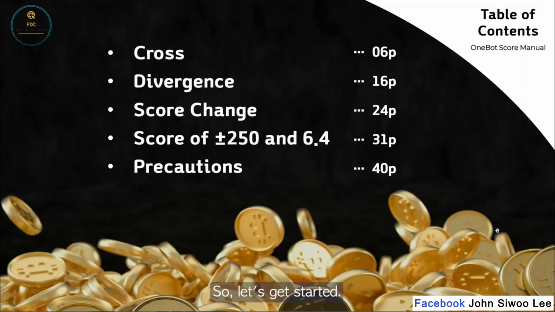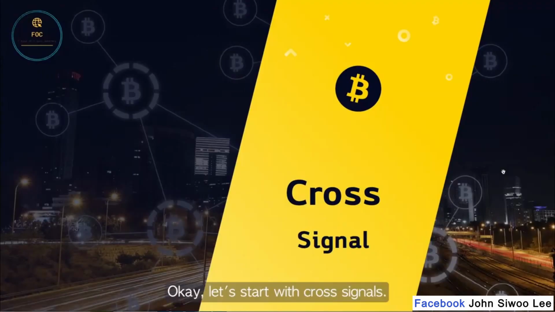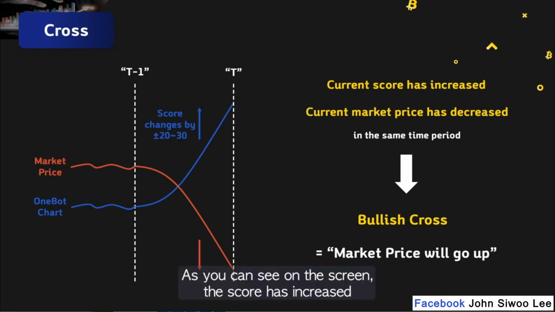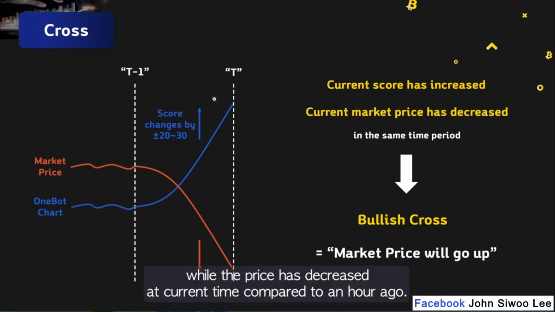So let's get started. Okay, let's start with cross signals. A cross signal literally means a signal in which the price and the Onebot chart moves in opposite directions. As you can see on the screen, the score has increased at the current time compared to an hour ago, while the price has decreased at current time compared to an hour ago.